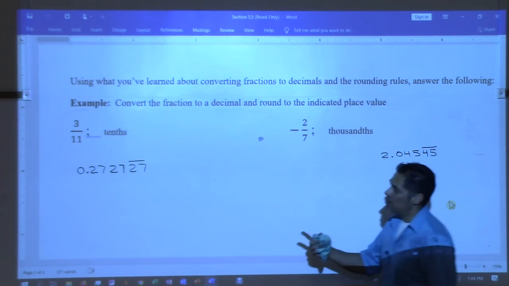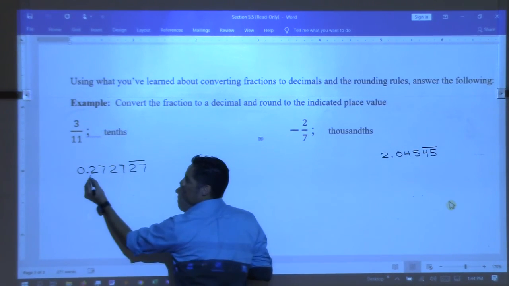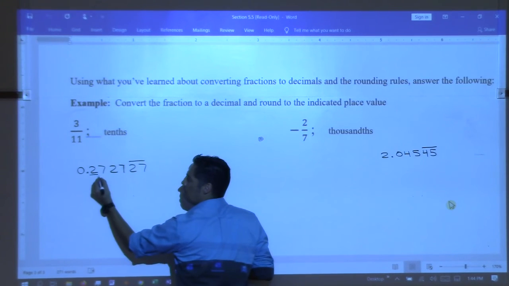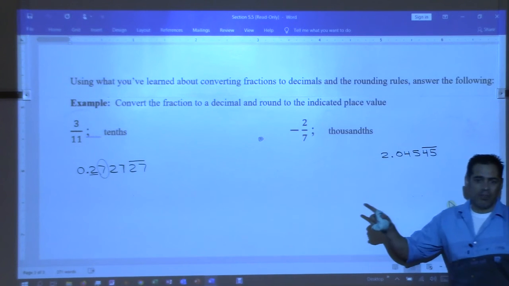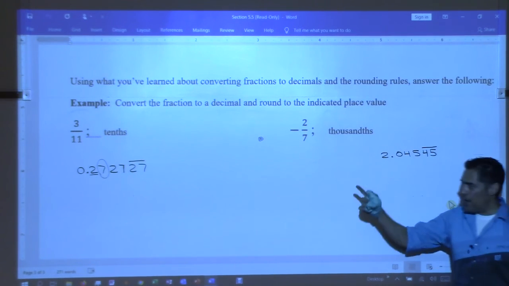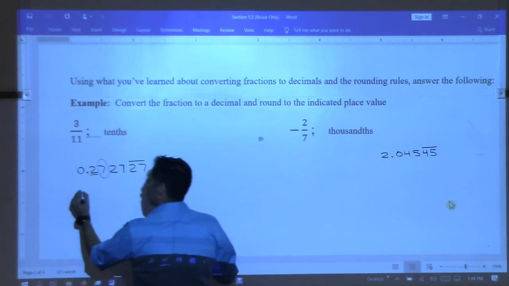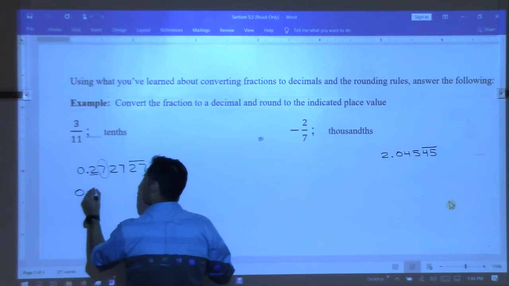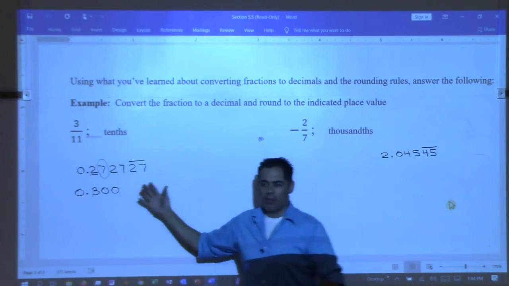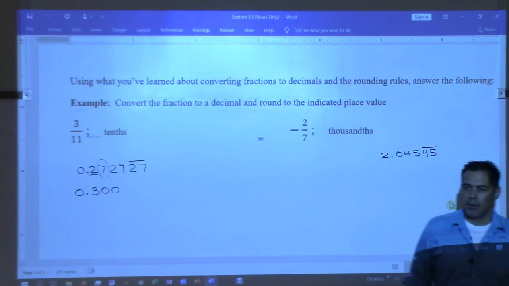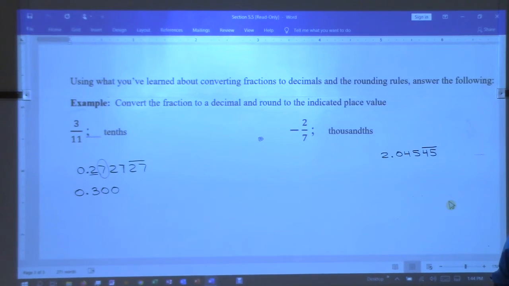So now to round this to the nearest tenth, we underline the tenths position. We look at the number to the right, which is a 7, which means the 2 is going to go up to a what? 3, and everything else is zeros. So 0.300. We don't have to put them. We can just put one or two, and we're good. You don't need to put a repeating bar with this? It does repeat, but you don't need to put a bar.